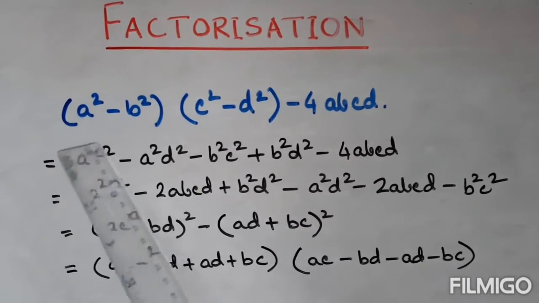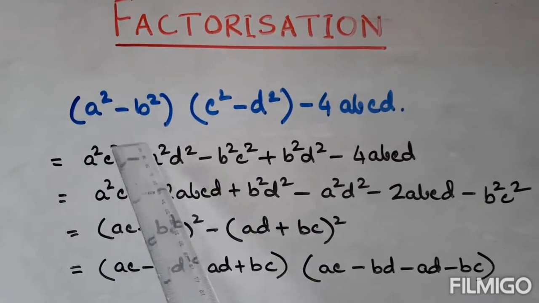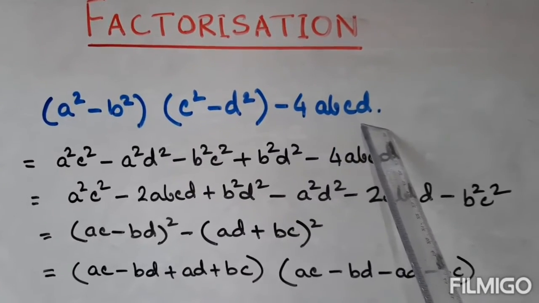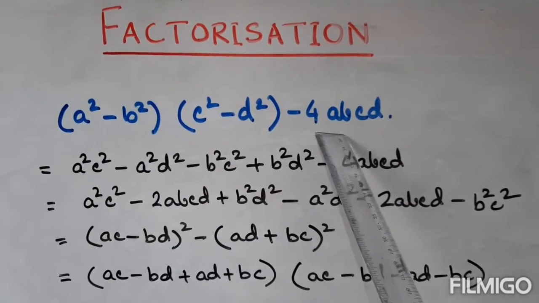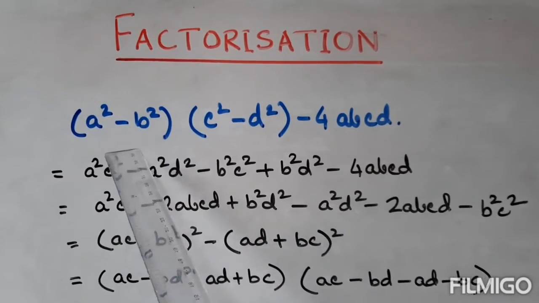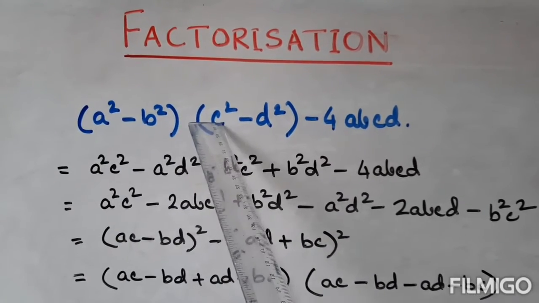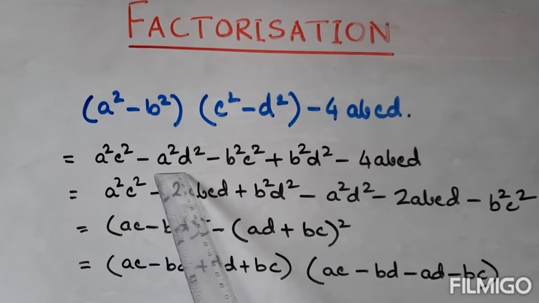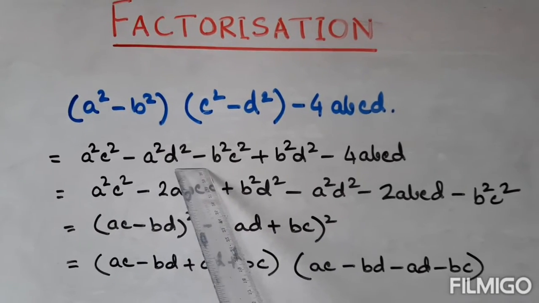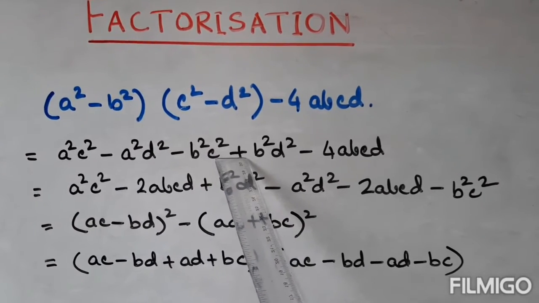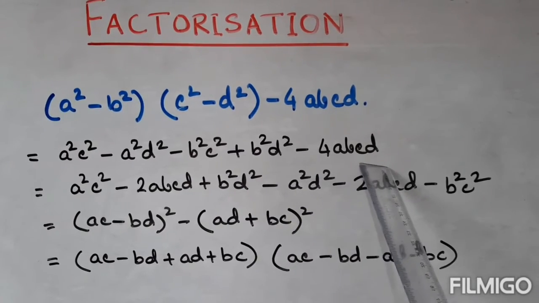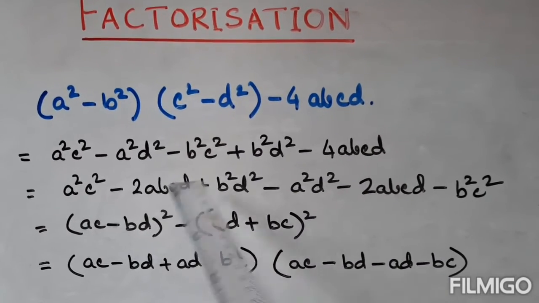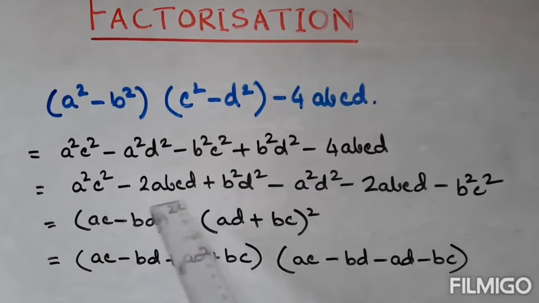In this sum, the very first thing, we have two factors, minus 4 ABCD. So we don't know what to do. So the very first thing we will do is multiply these two factors. We get a square c square plus a square d square minus b square c square plus b square d square minus 4 ABCD. 4 ABCD we can break as 2 ABCD, 2 ABCD.